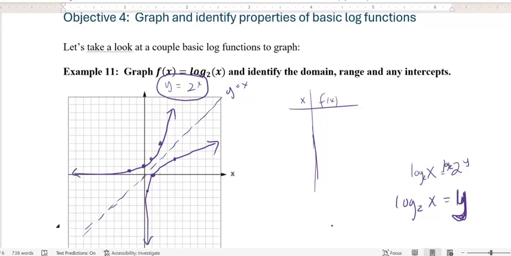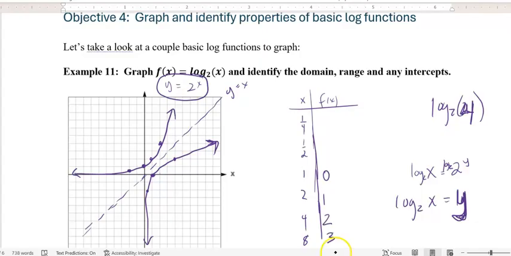The other way to find this graph right here would be to plug in a bunch of values, right? Like if I plug in 1/4, 1/2, 1, 2, 4, 8. What's the log? This is the function I'm working with, log base 2. Input all those numbers, do the easy ones. Log base 2 of 1 is 0. Log base 2 of 2 is 1. Log base 2 of 4: 2 to the what gives you 4? That's 2. This is 3. Those are all points on this graph right here.